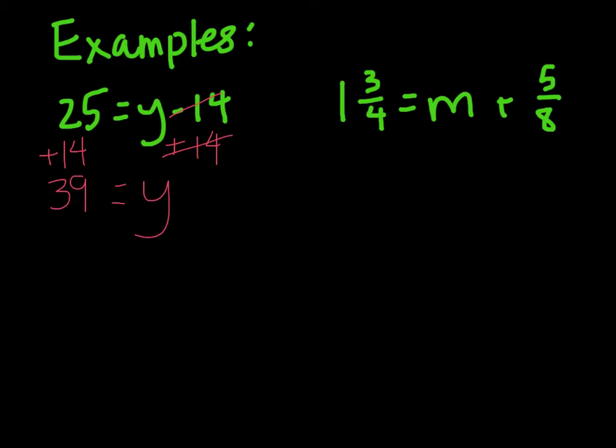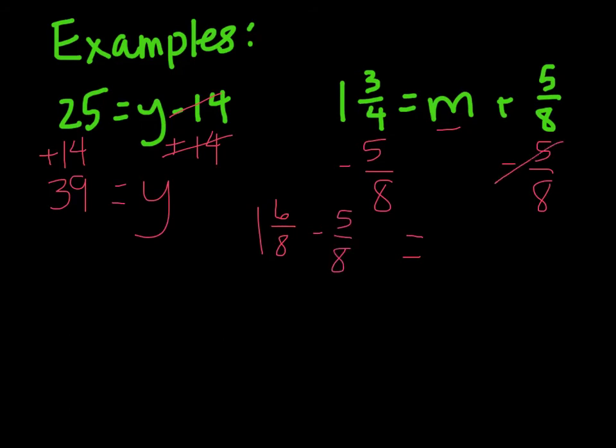Okay, let's look at this next one. Where's my variable? It's right here, the m. What's happening to it? We're adding 5/8. So what's the opposite of that? Subtract 5/8. Now I say, okay, 1 3/4. Well, I'm going to have to get common denominators. I'm going to go ahead and do that right here. So I have 1 6/8 minus 5/8. These cancel, equals m. 1 6/8 minus 5/8 is 1 1/8 equals m.